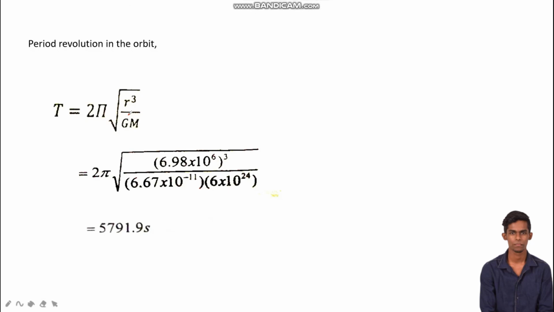So next is the period of revolution in the orbit. Apply the formula T equals 2 pi square root of r cubed over GM. Okay, we have everything here. Just simply substitute, and we will get 5,791.9 seconds.